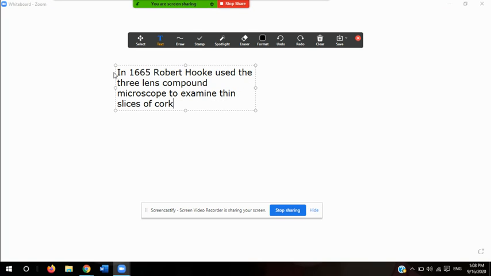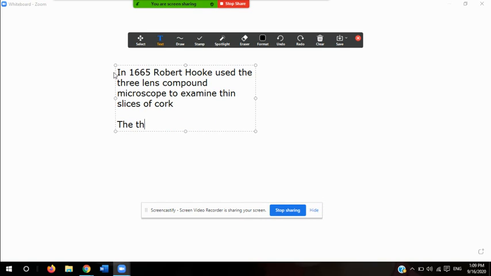Of course, because these slices of cork had hollow components, he called them cells. The thin slices of cork actually come from a plant. Cork is the outer bark of a species of oak tree. So you'll find cork in some oak trees.